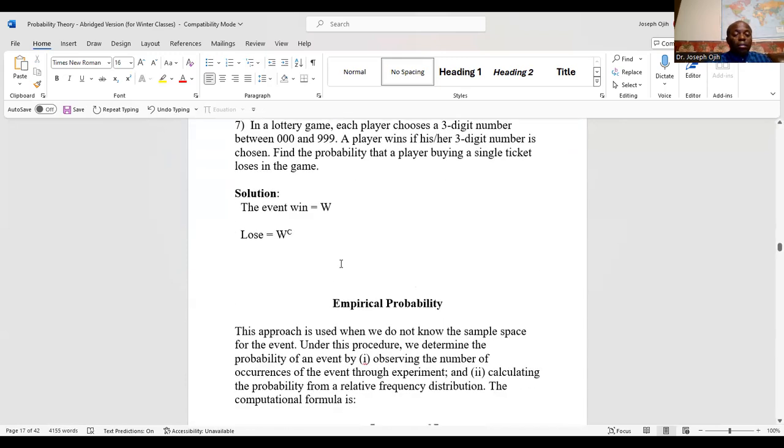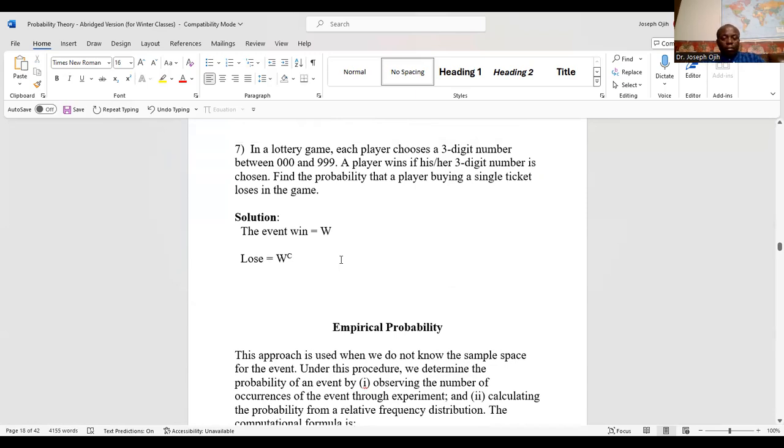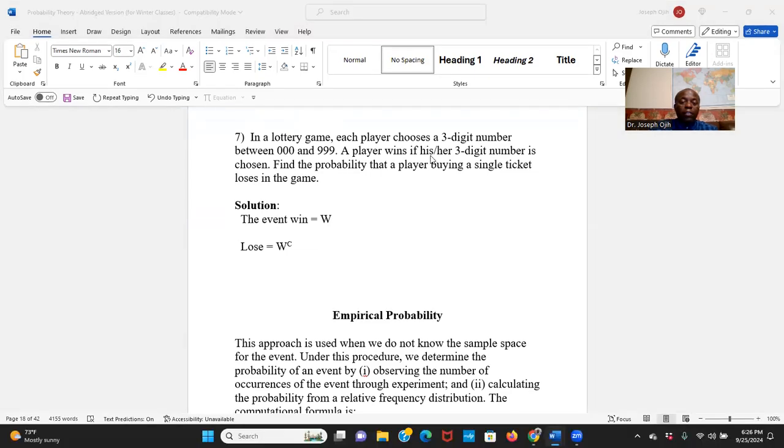It says, in a lottery game, each player chooses a 3-digit number between 000 and 999. A player wins if his or her 3-digit number is chosen. Find the probability that a player buying a single ticket loses the game. So let's say that the event win is W. The opposite is to lose, and we'll use W complement for that.